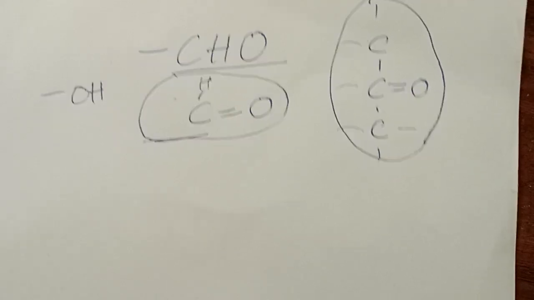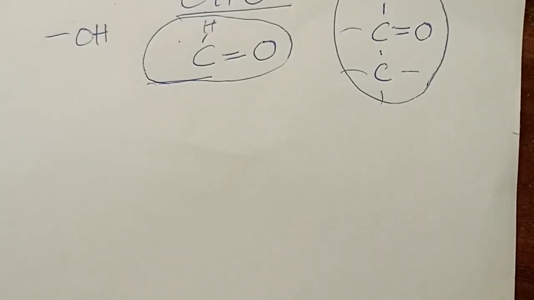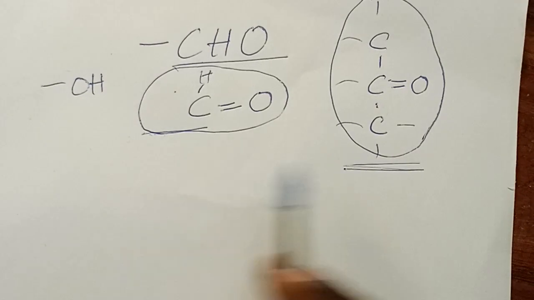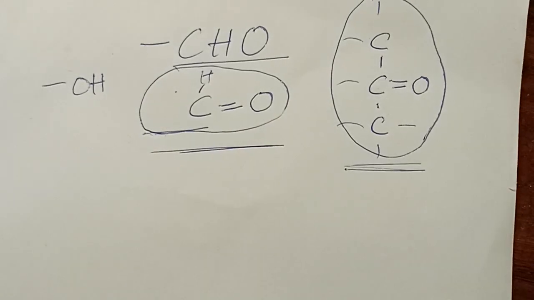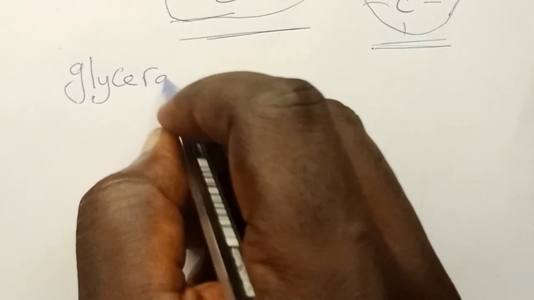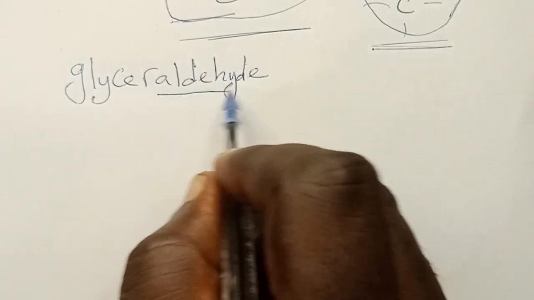So I will draw some simple structures to demonstrate how these group names come about, in terms of how we can recognize either the keto group or the aldehyde group in some structures of carbohydrate. The first structure we are going to use to demonstrate the presence of the aldehyde group is the structure of glyceraldehyde. You hear the name glyceraldehyde. I will spell it: glyceraldehyde. This is the aldehyde group here.